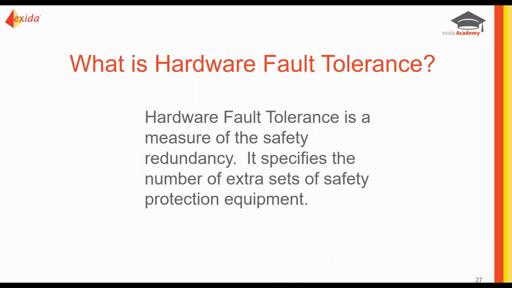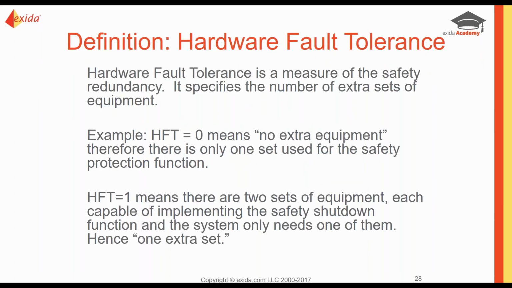So we've talked about hardware fault tolerance already, but what is it really? Well, hardware fault tolerance is your measure of safety redundancy, and it specifies the number of extra sets of protection equipment. So if you have hardware fault tolerance 0, that means no extra equipment is needed. So you can have a 1 out of 1 system. Hardware fault tolerance of 1 means there needs to be at least 1 extra set of equipment. So if you need 1 set of equipment, you have to have 2 there. If you need 2 sets of equipment, you have to have 3 there.